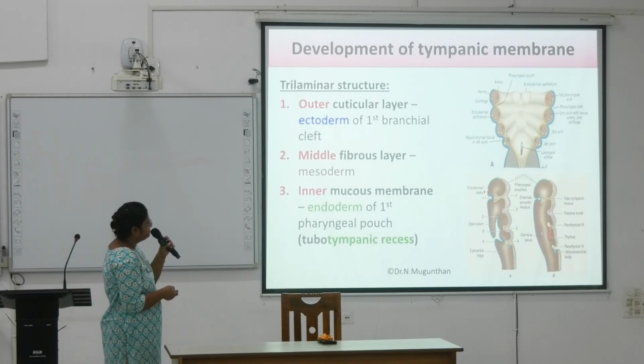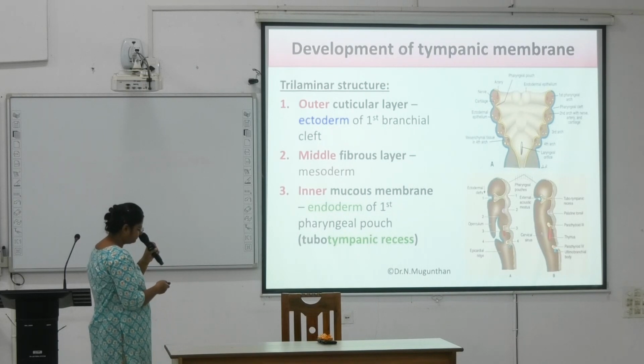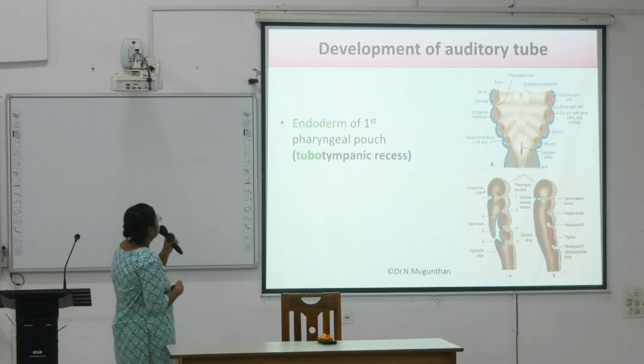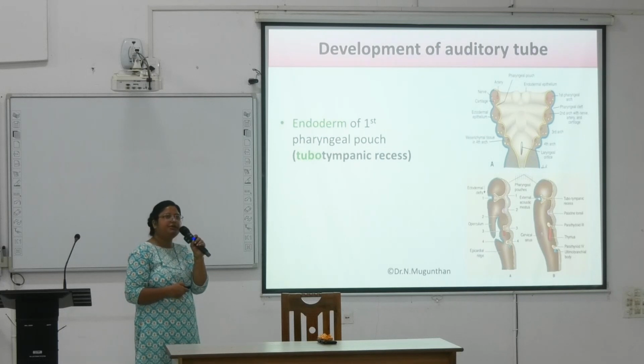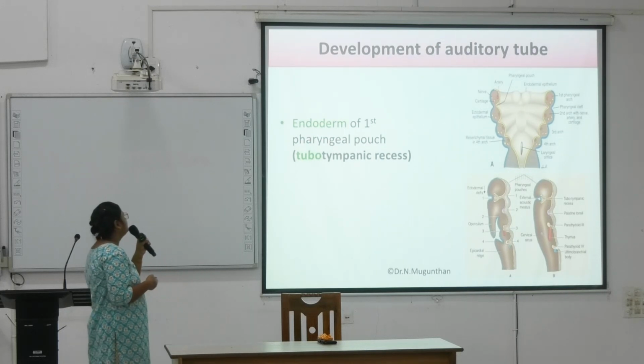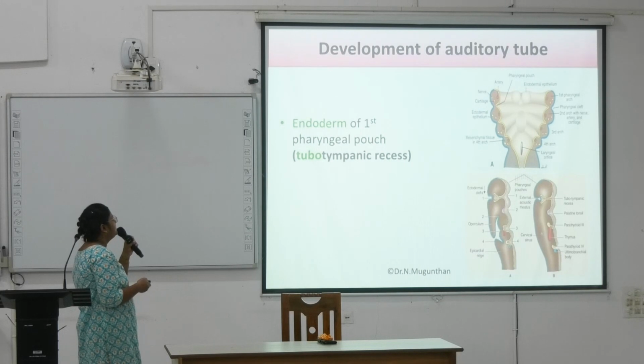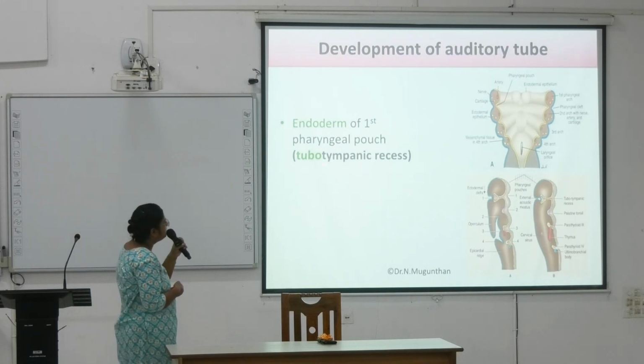Here the development of the tympanic membrane is occurring. The tubotympanic recess forms the inner mucous layer, and here is the formation of the ectodermal outer cuticular layer, the external auditory meatus developing, and these two join here to form the tympanic membrane. Now, development of the auditory tube: the endoderm of the first pharyngeal pouch forms the tubotympanic recess, and the auditory tube also develops from it.